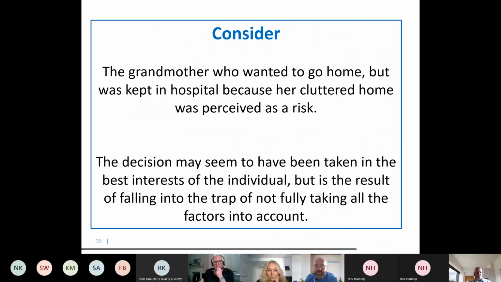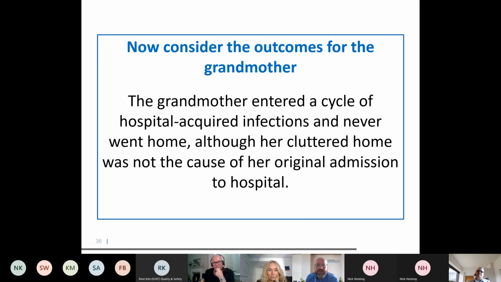So here's a classic example. So consider the grandmother who wanted to go home but was kept in hospital because her cluttered home was perceived as a risk. The decision may seem to have been taken in the best interest of the individual, but is the result of falling into the trap of not fully taking all of the factors into account and setting our own standards really against what we would expect in a home against what people live with.